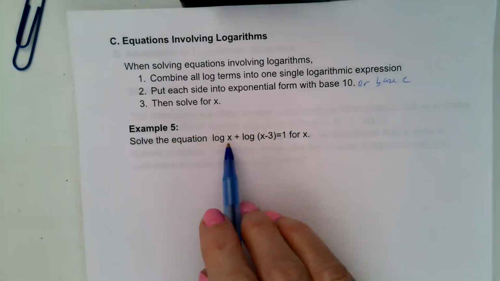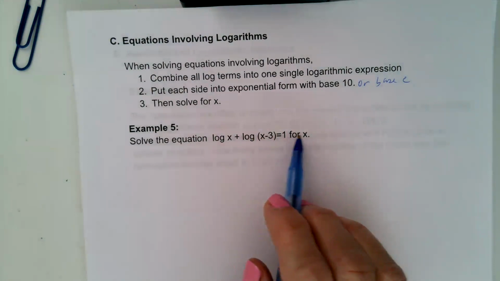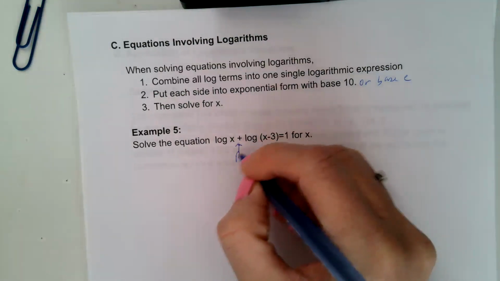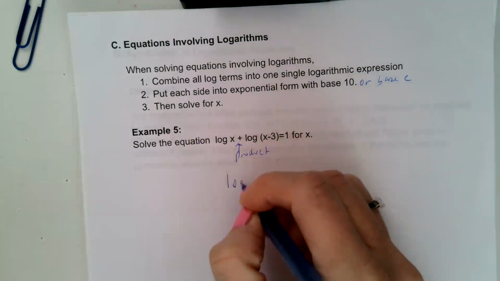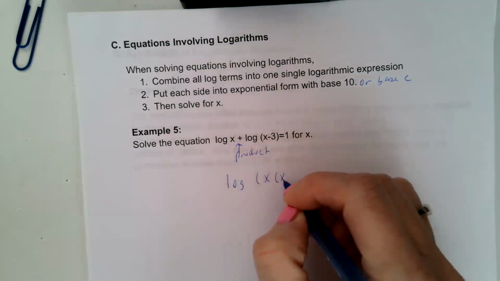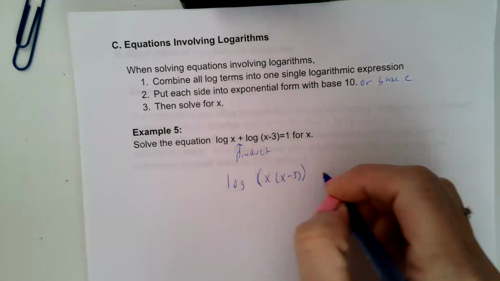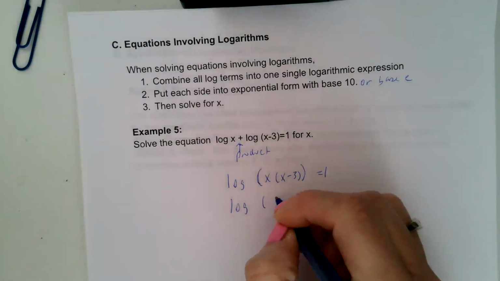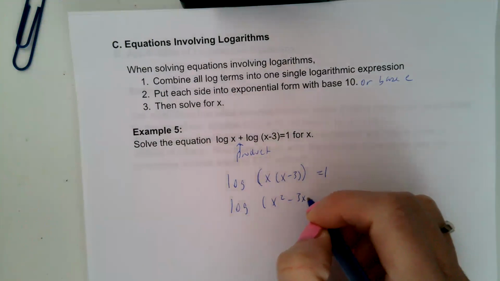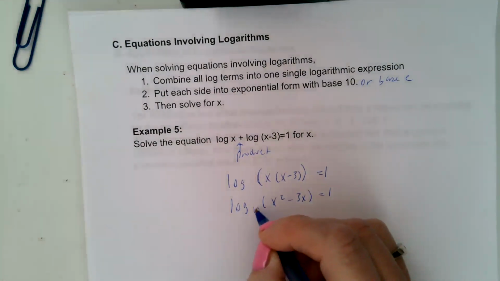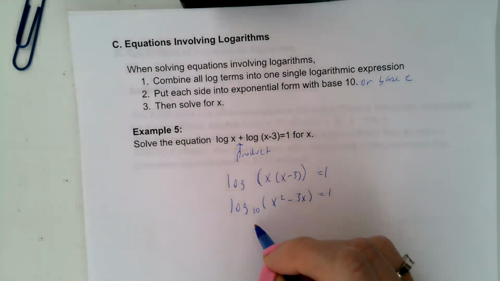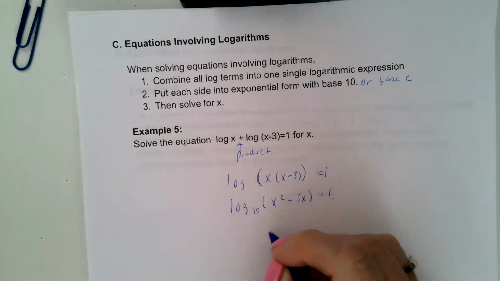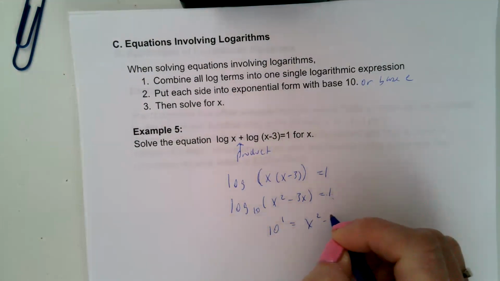It says solve the equation log x plus log of x minus 3 equals 1 for x. So because this is an addition, we can turn it into a product. So it's really 1 log of x times x minus 3 equals 1. And that is log of x squared minus 3x equals 1. And this is really base 10. So we can really write this as 10 to the 1 equals x squared minus 3x.